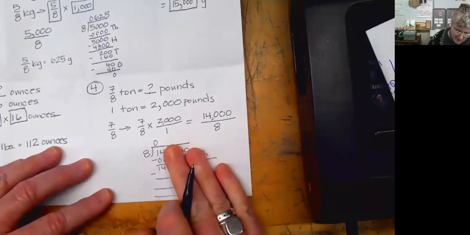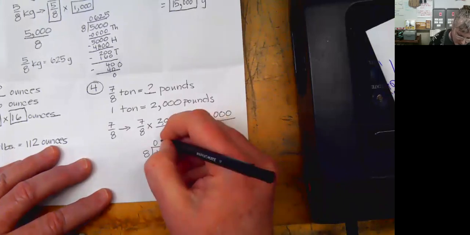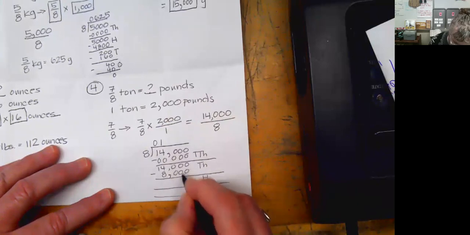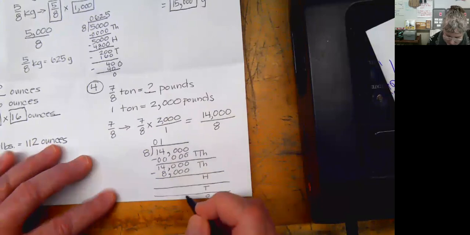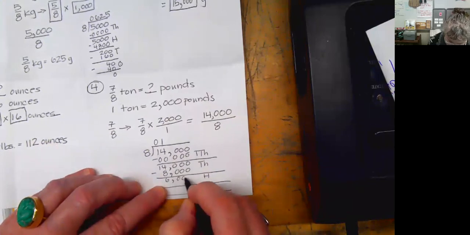Now I'm going to look at my thousands place. 8 will go into 14. It only goes 1 time, and that's going to be 8. But because we're in the thousands place, it's 8,000. And then when I subtract, I'm going to get 6,000.